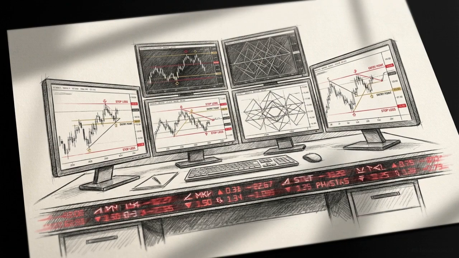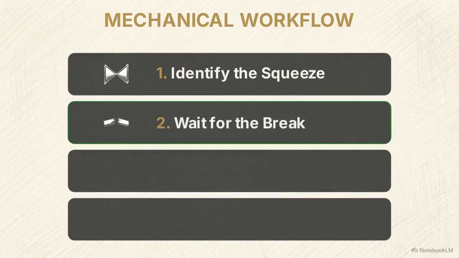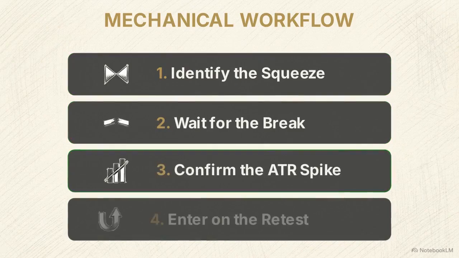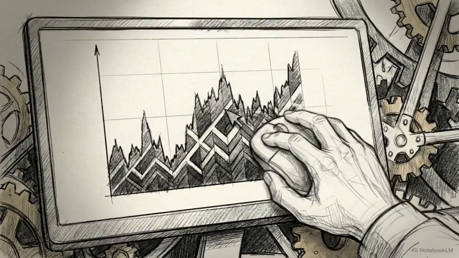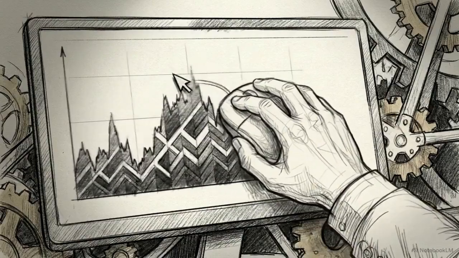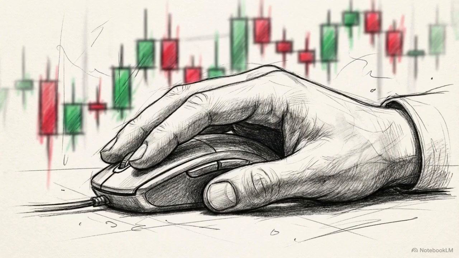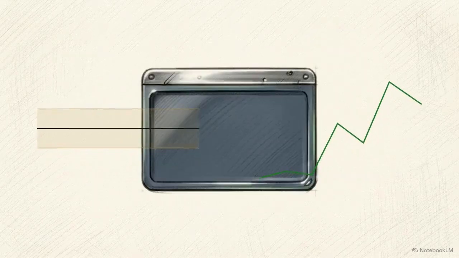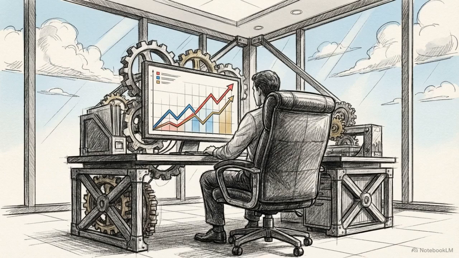Recap the four-part sequence: identify the squeeze, wait for the break, confirm the ATR spike, and enter on the retest. This systematic approach replaces the stress of guesswork with clear rules to follow when market conditions shift. Open your charting platform right now and locate just one historical example of this exact four-part setup. Manually backtesting this pattern trains your eye to trust the indicators rather than reacting to emotional price spikes. When you combine price boundaries with volatility metrics, market movement stops being a source of panic and becomes a series of conditions that you can identify and trade with clarity.